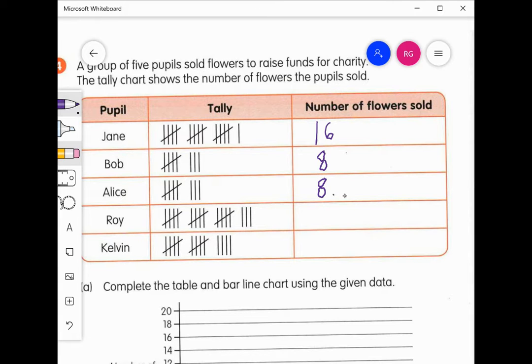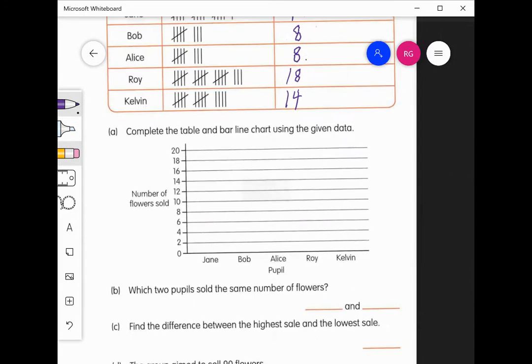And then Roy is 5, 10, 15, 15 plus 3. You should have gotten 18 for Roy. And then Kelvin is 5, 10, and that should be 14 for Kelvin. There you go. So those are your answers for that table.